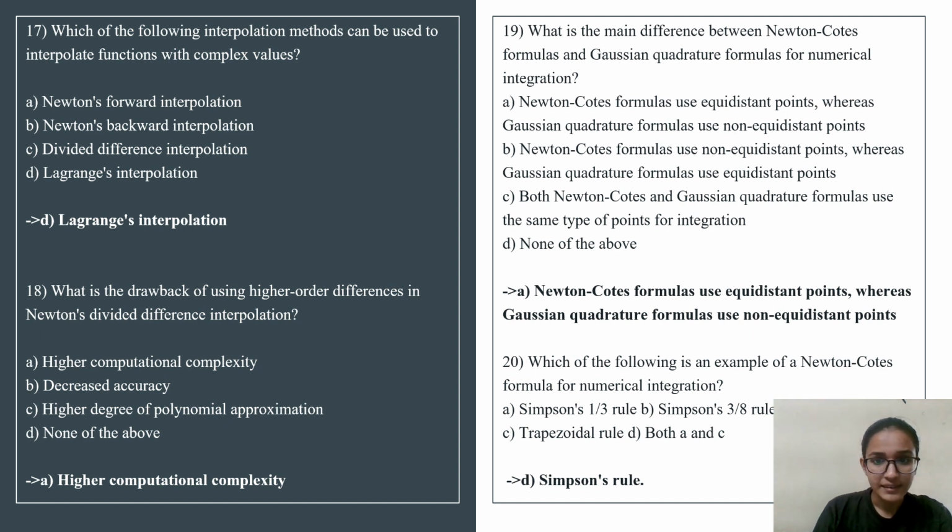Question number 19 is, what is the main difference between Newton-Cotes formula and Gaussian quadrature formula for numerical integration? Newton-Cotes formula uses equidistant points, whereas Gaussian quadrature formula uses non-equidistant points. Which of the following is an example of Newton-Cotes formula for numerical integration? Both of the Simpson's rules are examples of Newton-Cotes formula.